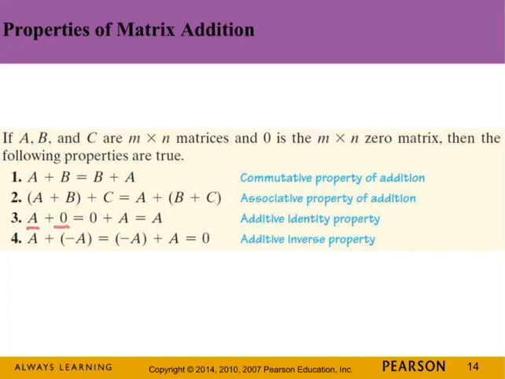A plus the 0 matrix is equal to the 0 matrix plus A, which is equal to A. So that's the additive identity. It exists: there's a matrix we can add and preserve the original matrix. And then A plus negative A is the same as negative A plus A, and those add up to 0. So that's an additive inverse. So we have an additive identity and we have additive inverses, okay?